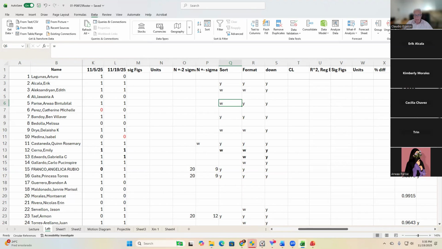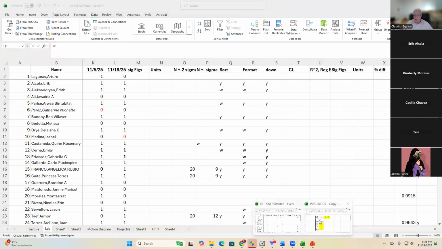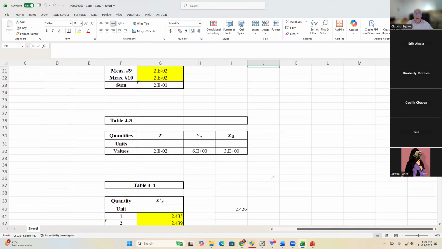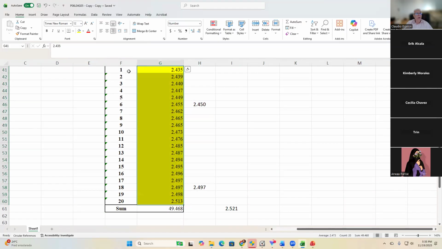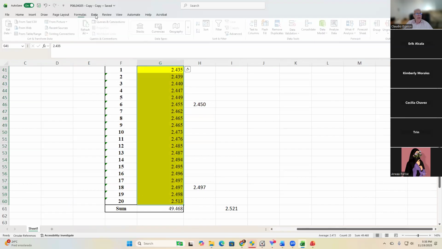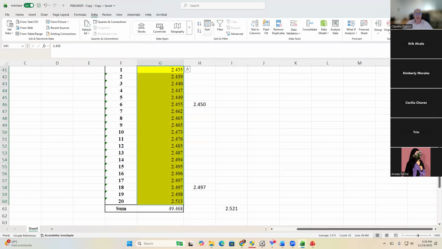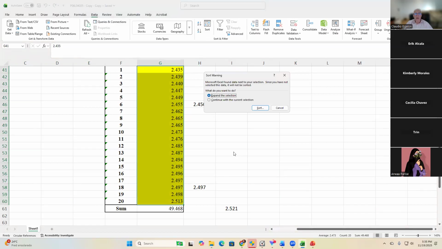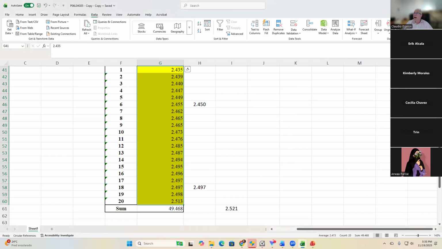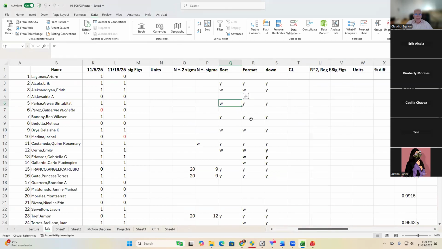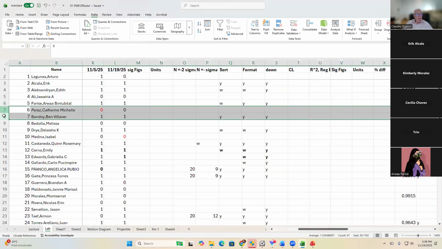Oh, okay. So then, just to refresh your memory, you highlight the numbers that you want. You click on the data right here, and then you have sort. If this window appears, you just continue with the current selection. That's how you do it. And next, Catherine Michelle is not here.